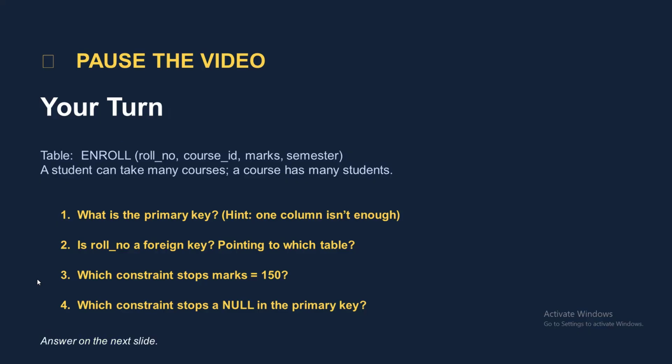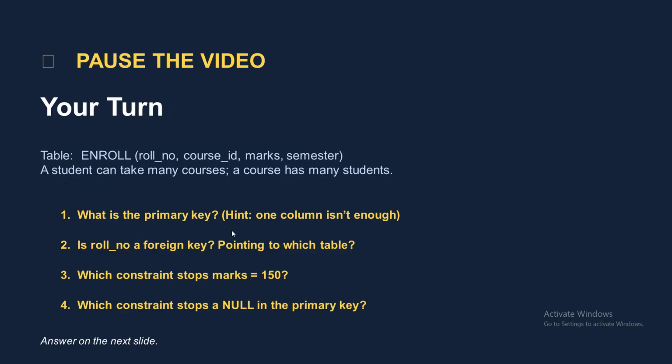Now this is one question for you. Pause the video, try it once, and then you can match your answer. Here one schema is given to you, enroll. Enroll has some attributes: roll number, course ID, marks, and semester. A student can take many courses. A course has many students. Remember this, you have to apply it to make your table.